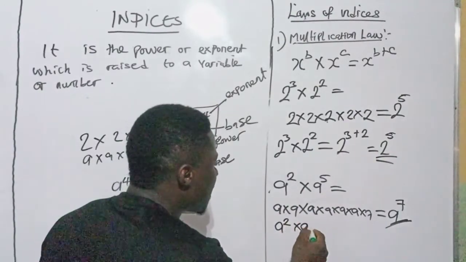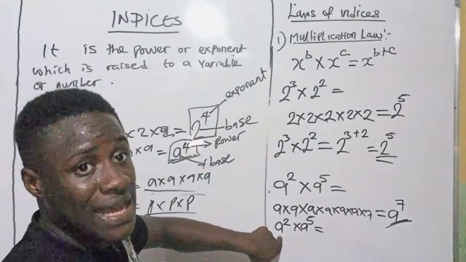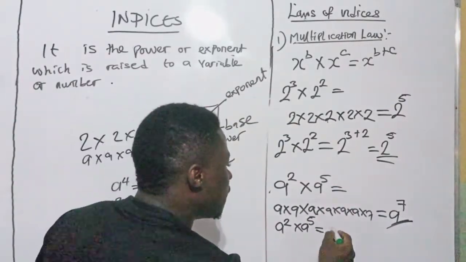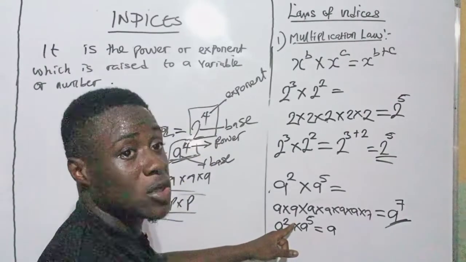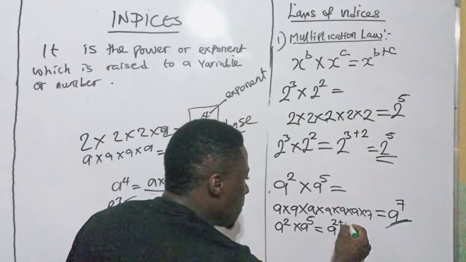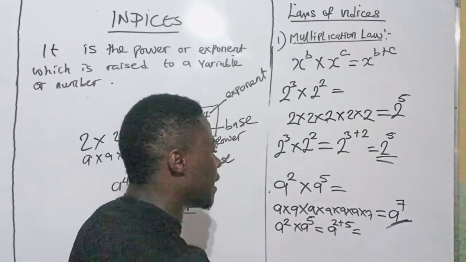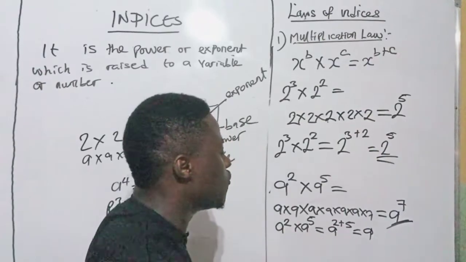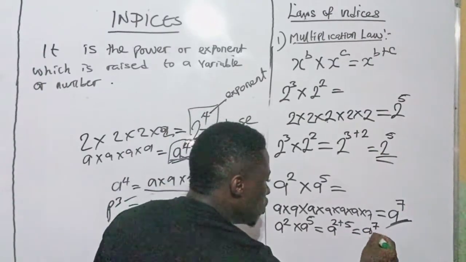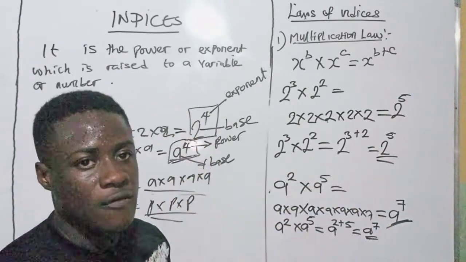So I have A raised to power 7 as the result. When I apply the law of indices as well, A raised to power 2 times A raised to power 5 will give me what? The base here is A. So I'll just pick one of the bases, which is A. Then I'll add their powers, since I'm talking of the multiplication law, which is 2 plus 5. So in return, I'm having the same answer: A raised to power 2 plus 5 will give me 7. So I'm having the same result as that of expressing the A's in terms of their product.